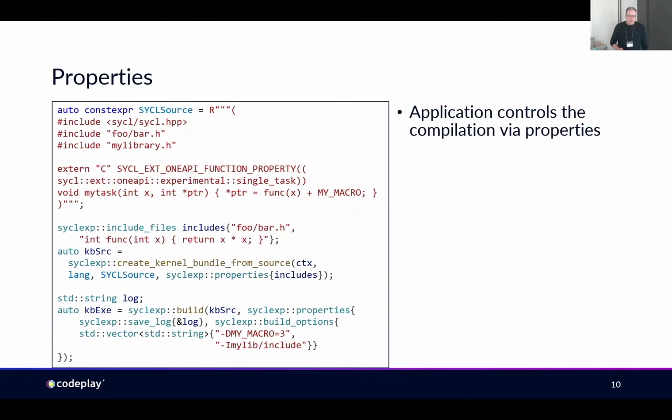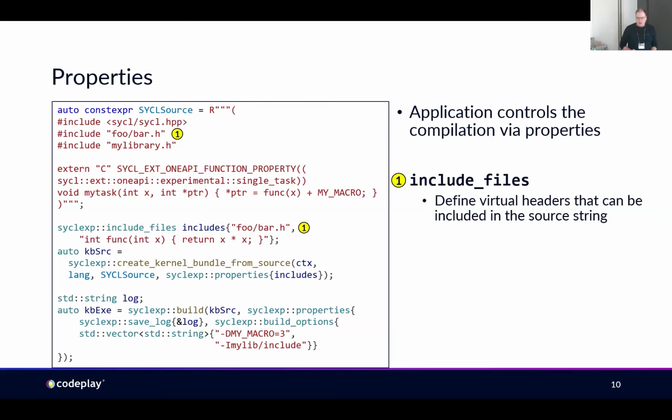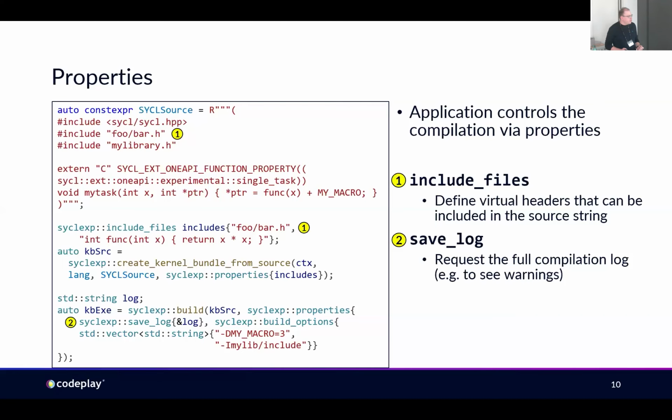Okay, let's have a look at the properties I already mentioned. These are a way where the application can control the compilation process with these additional properties. The first one is include files, which lets you define virtual header files that can be included into the source string. For example, if you look at the one here, it shows an example, and these virtual files can then be used by the source string. This is a property that goes into create kernel bundle from source, and I think that's the only one that we have at the moment. The other ones go into the build function.